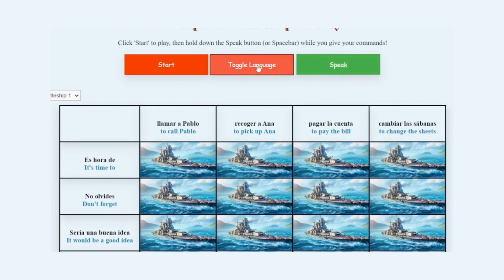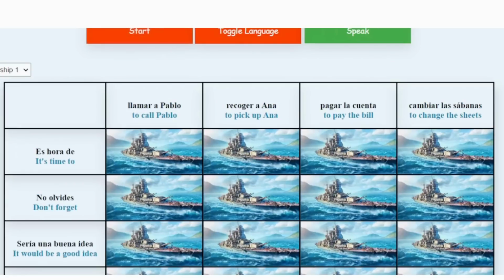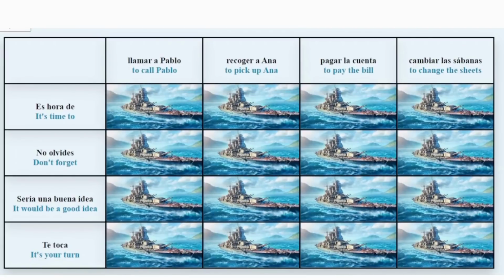We can toggle the language off. So that's what we'll do later, is we'll take the Spanish off so that we have to try to really focus on getting the Spanish. And we need to hold down the speak button or the space bar, which I prefer to use, and then release it when we've finished speaking for the speech recognition. Okay, so let's press start. We've got some nice battleship background noise.